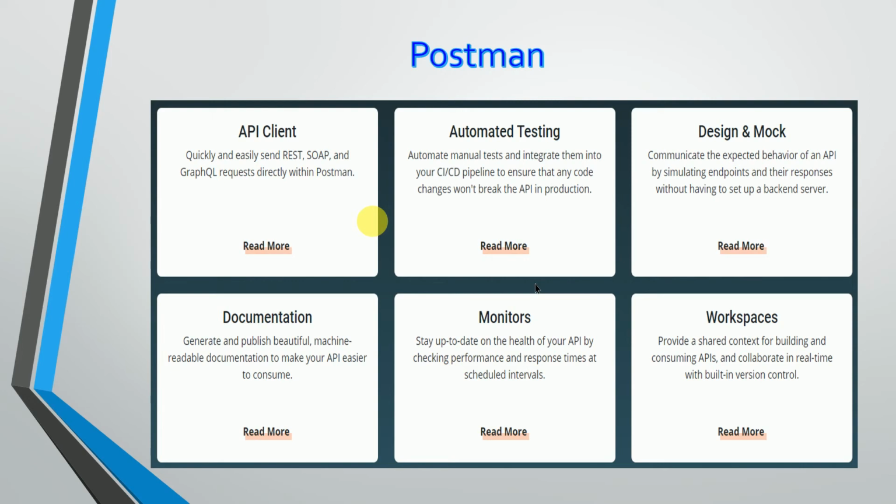Automated testing: automate manual tests and integrate them into your CI/CD pipeline to ensure that any code changes won't break the API in production. This application tests internally and gives us the response with a status code. If your application does not work or there is a connection problem, it will raise a status code like 405 or 500 internal server error. If the response is successful, it will display in the response body. So automated testing is done here.